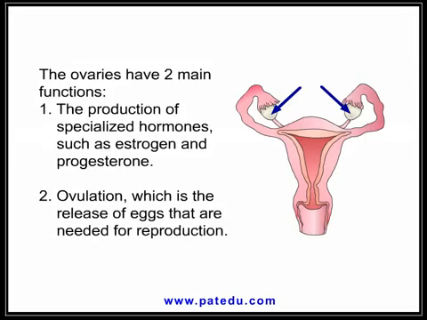The ovaries have two main functions. One, the production of specialized hormones such as estrogen and progesterone. Two, ovulation, which is the release of eggs that are needed for reproduction.